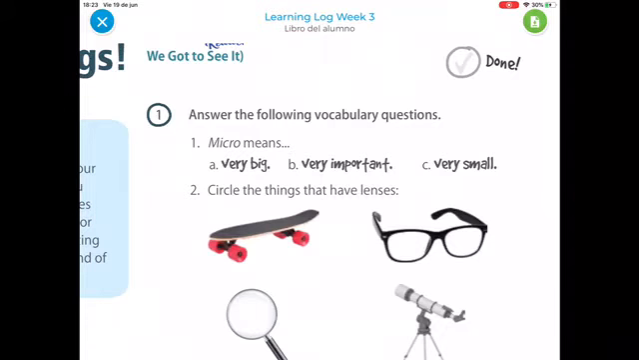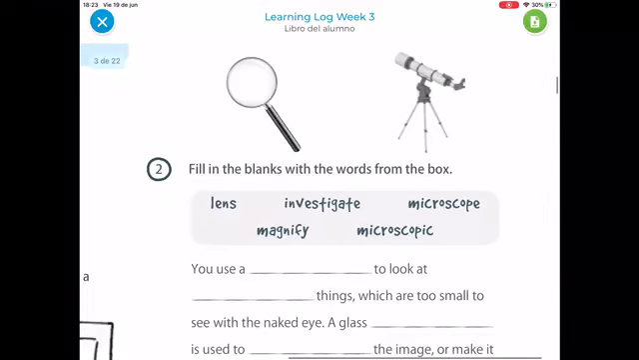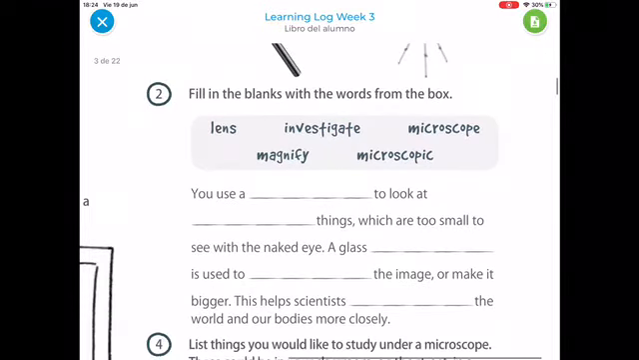1. Micro means very big, very important, or very small. 2. Circle the things that have lenses. 3. Fill in the blanks with the words from the box. You have lens, investigate, microscope, magnify, and microscopic.